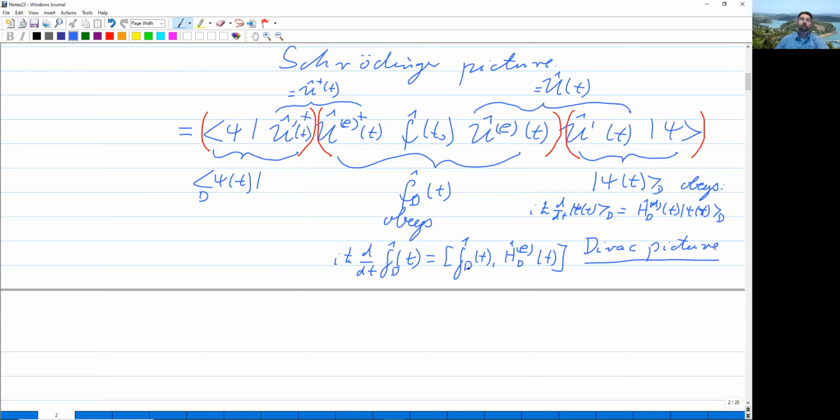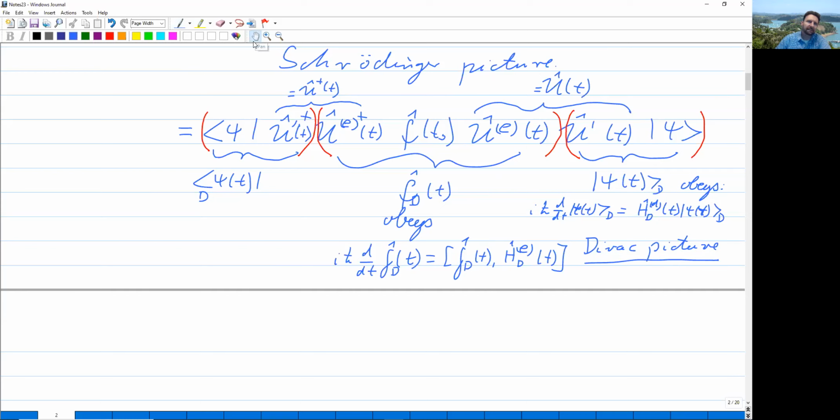By the way, these equations are not called the Dirac equations, even though they are equations in the Dirac picture. The Dirac equation that you may have heard of is a relativistic wave equation that is independent of the Dirac picture. It has nothing to do with the Dirac picture.